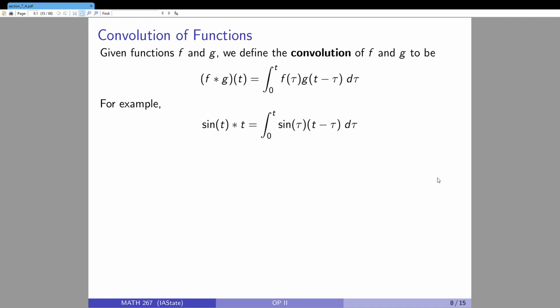So that means you're faced with this integral. Replace f with sine, replace g with just t. Note t minus tau, so respecting all my operations.